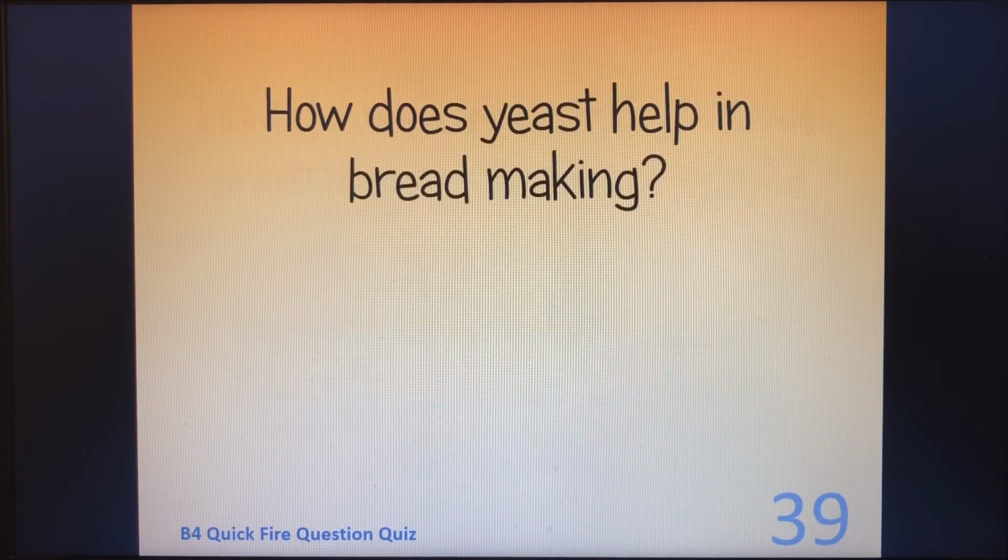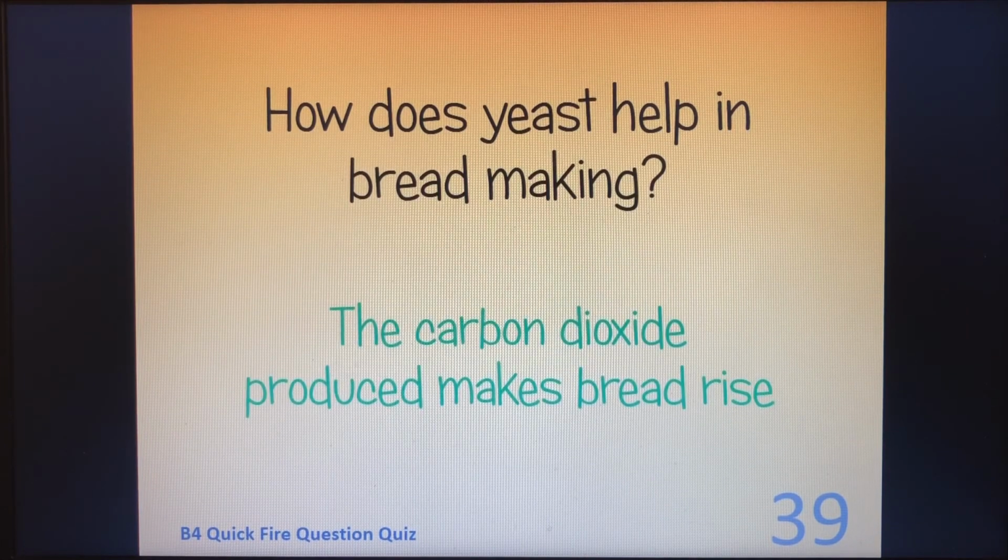Question 39. How does yeast help in bread making? How does yeast help in bread making? And the answer is the carbon dioxide produced makes the bread rise. Carbon dioxide produced makes bread rise.